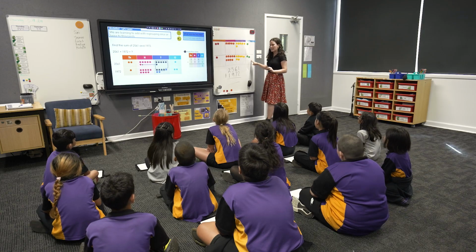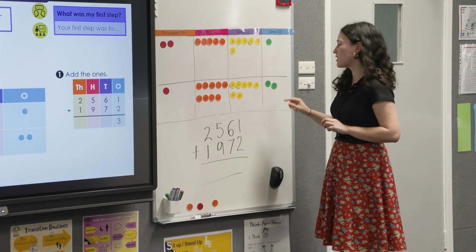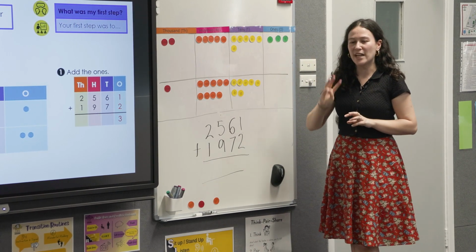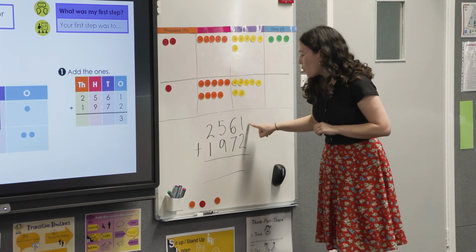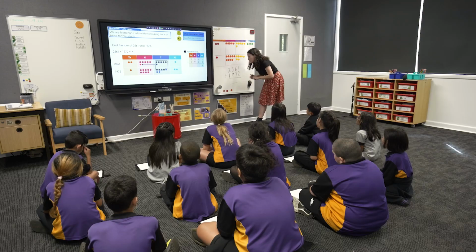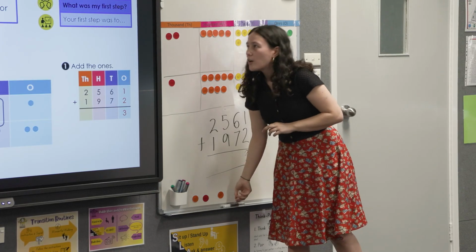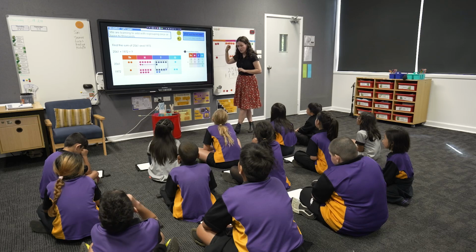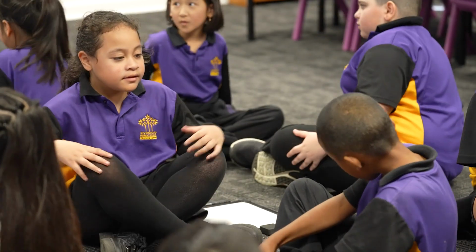Add the ones. I have 1 one in my first number, 2 ones in my second number. So 1 one plus 2 ones equals 3 ones. I can show that in my algorithm as well. 1 one plus 2 ones equals 3 ones. Okay, have a think. What was my first step? Turn and face your partner. Partner A, tell partner B, what was my first step?